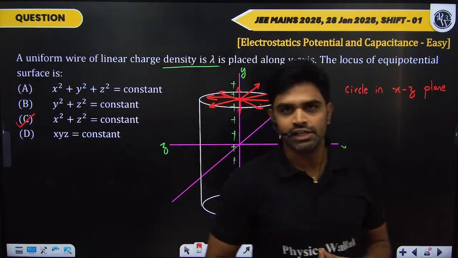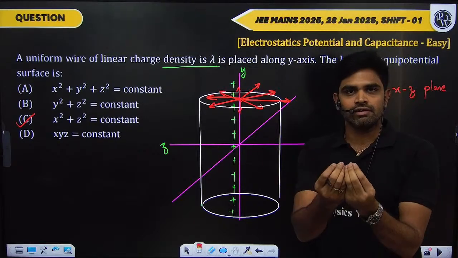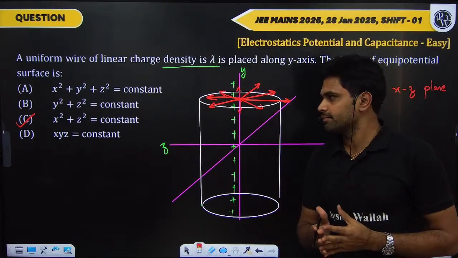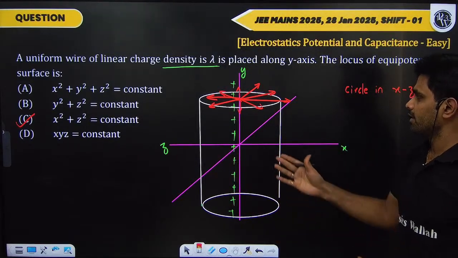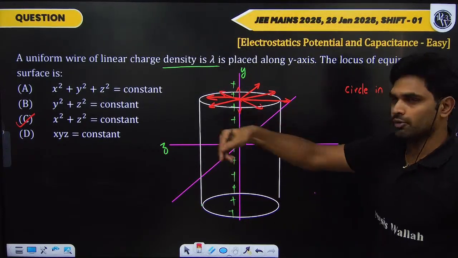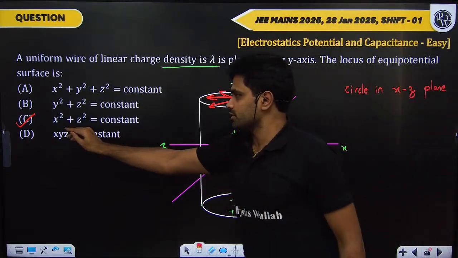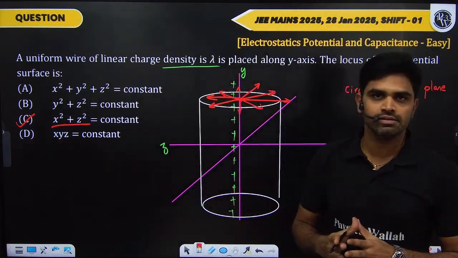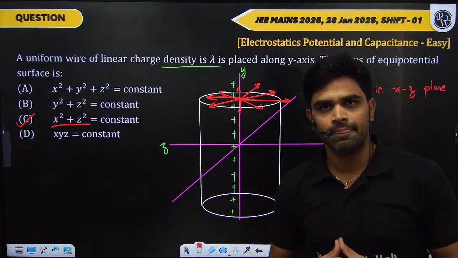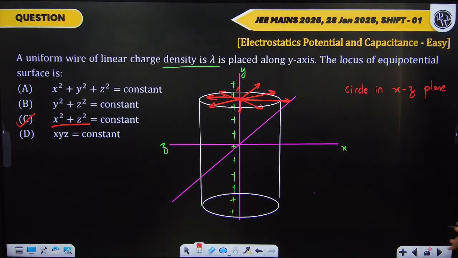There is a linear charge density along the y axis. The electric field lines will be cylindrically outward. The locus of the equipotential surface is going to be a circle in the xz plane, with the equation x square plus z square equals a constant. This was a slightly tricky question, but you can say it's a medium question.